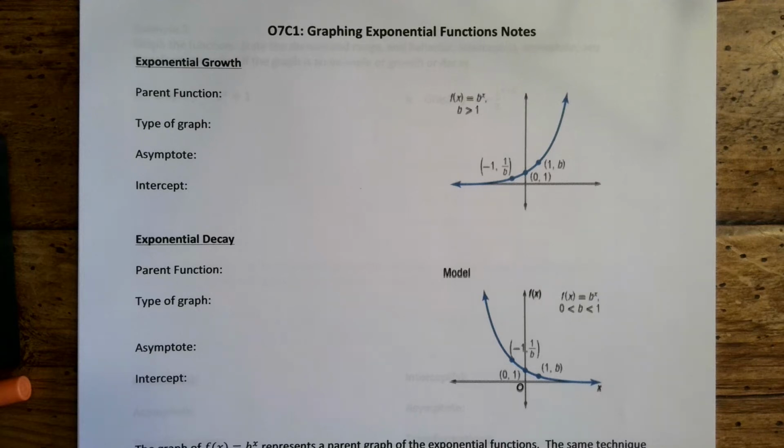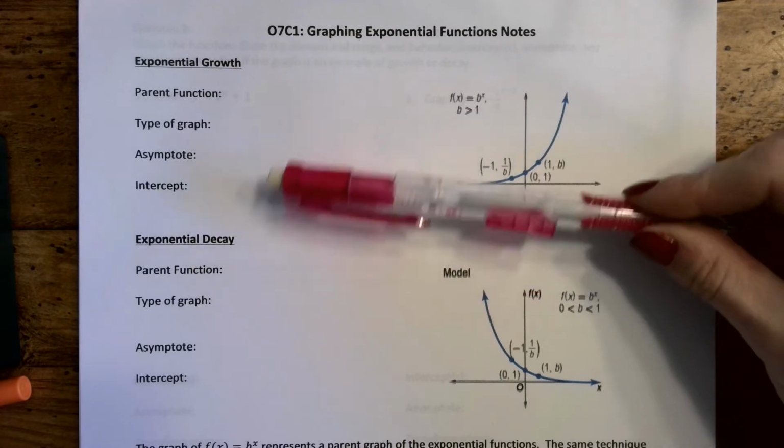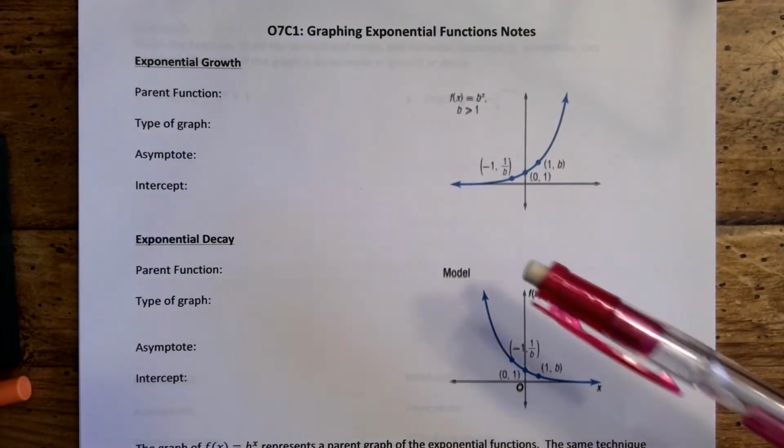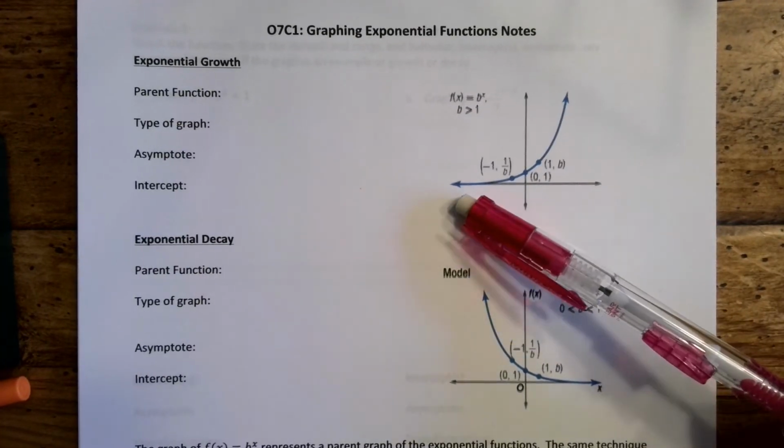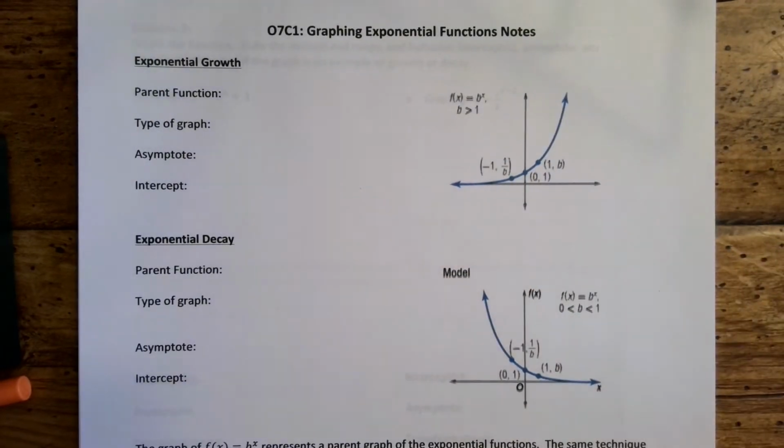In this video, we're going to talk about graphing exponential functions. Whenever we're dealing with exponential functions, we have two types. We have growth and we have decay. We're going to look at growth first. So your basic graph for growth will look like this. Your function should be growing, and it should be growing very, very quickly.